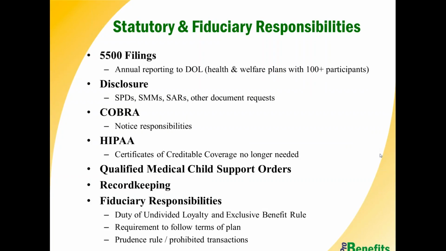In addition to that role as arbiter of the plan, the plan administrator also has a number of statutory and fiduciary responsibilities that they are required to handle. And that includes 5500 filings, which we have talked about in depth in previous presentations. 5500s are the annual reporting to the DOL for health and welfare plans with 100 or more participants. So the plan administrator is the individual that is responsible and ultimately liable for deciding whether those 5500s need to be filed and go ahead and filing and submitting them if required.